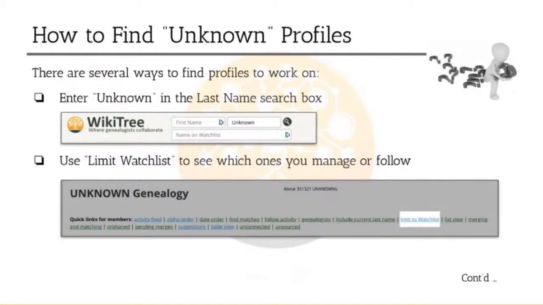How do you find them? Well, you can look at any profile that you manage, and you'll see these three little boxes like you see in the middle of this page that says WikiTree. And you can put the word unknown in that upper right box, and it will give you a list of 350,000 unknowns. And then you can plug in this limit to watch list option, and it will show you what unknowns you have on your watch list.